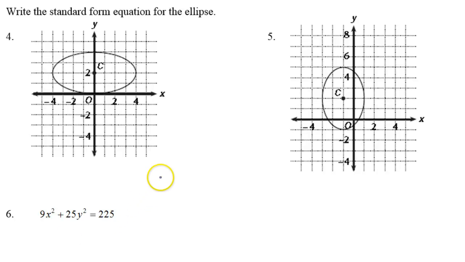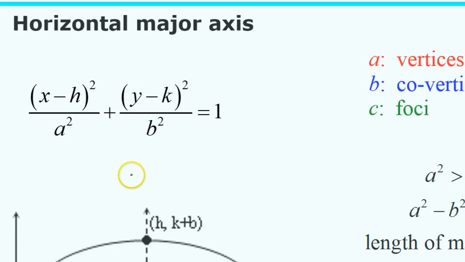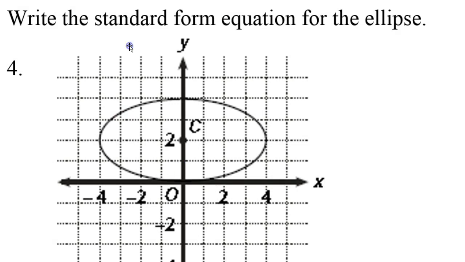In this video, I will show you how to write the standard form equation of an ellipse, even if the center is not at 0, 0. Keep in mind that the standard form equation of an ellipse looks like this, where the center is h and k. Notice that there's always a 1 right here.